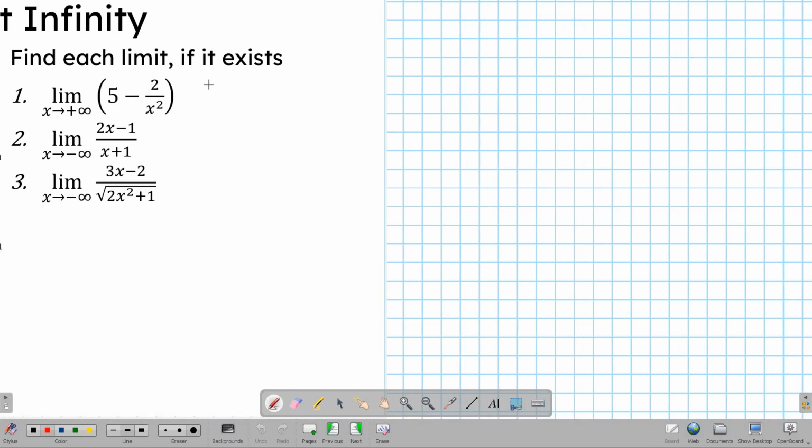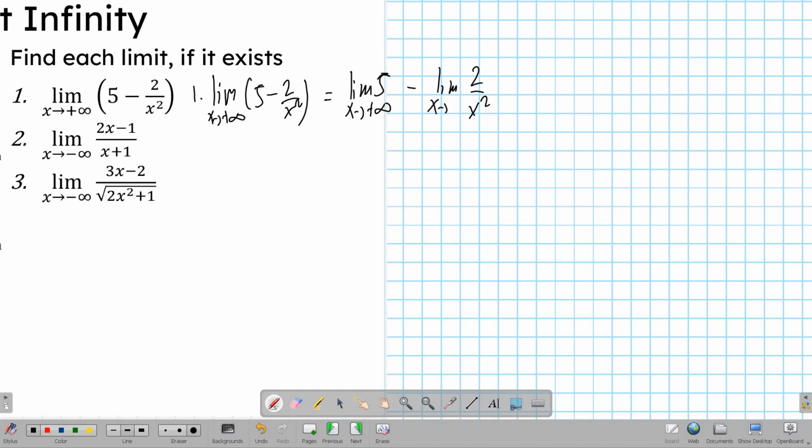For number 1, we have the limit of 5 minus 2 over x squared as x approaches positive infinity. From limit theorems, we know that this is the same as the limit of 5 as x approaches positive infinity minus the limit of 2 over x squared as x approaches positive infinity. The limit of any constant as x approaches any number is the constant itself. This is still equal to 5.